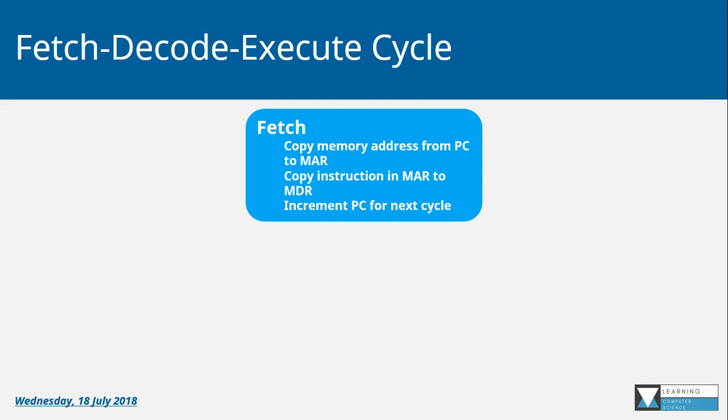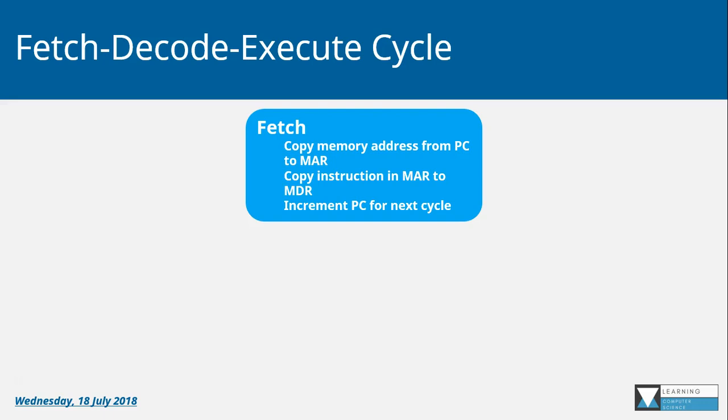What the fetch stage does is copy the memory address from the program counter to the memory address register. So it copies the location from the PC to the MAR. Then it will copy the instruction stored at the MAR address to the MDR, so whatever data it has got from the location goes into the data register. It may also increment the program counter to the address of the next instruction, ready for the next cycle.